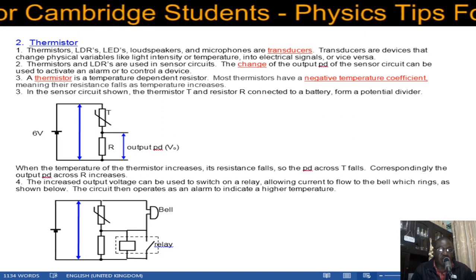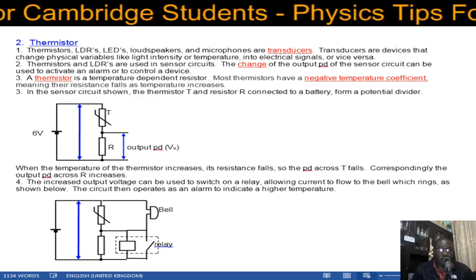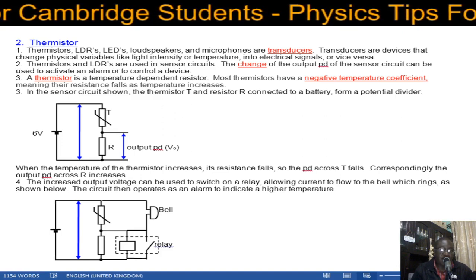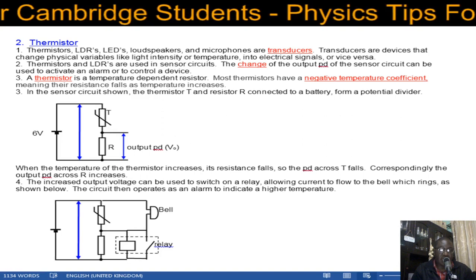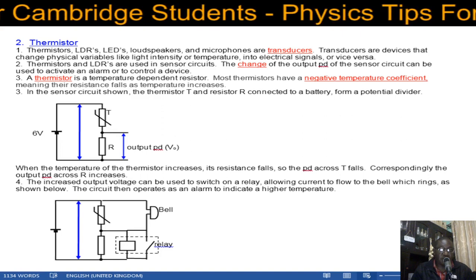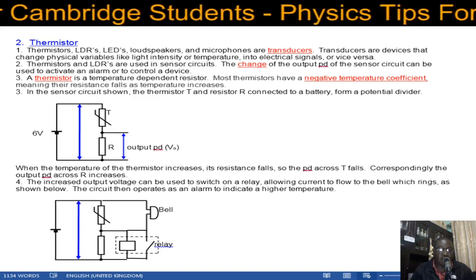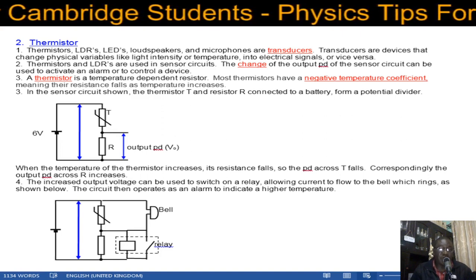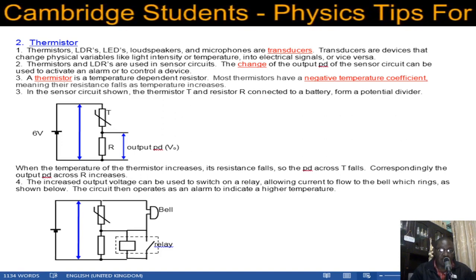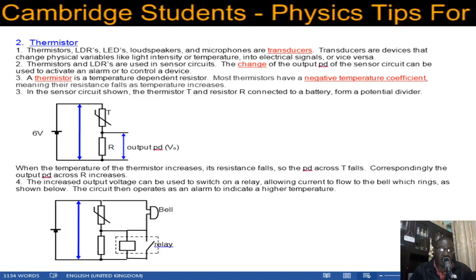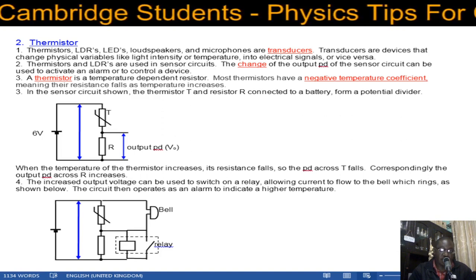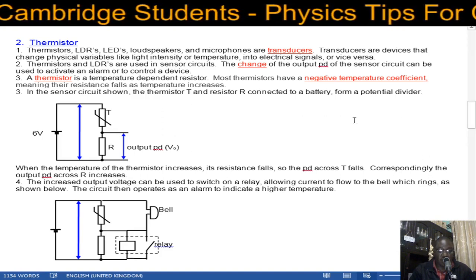Now we're going to start off by looking at the input transducers, and the first example is the thermistor. A thermistor is a device whose resistance varies with temperature. So we're going to consider the negative temperature coefficient thermistor first, or in this video we're only going to look at that. So we said that a thermistor is a temperature dependent resistor. A negative temperature coefficient one would mean that its resistance falls as the temperature increases.